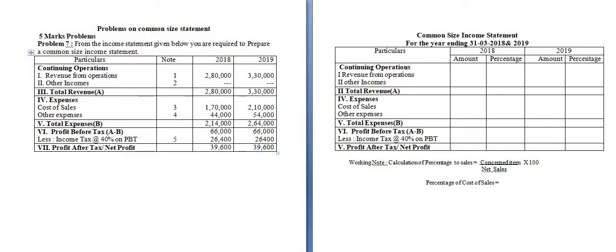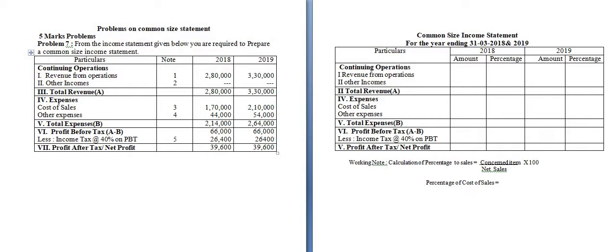Today we are going to start problems on common size statement. Common size financial statement has two types. First one is common size income statement and second one is common size balance sheet. Now what do you mean by this common size statement? That we have already studied in the previous class.